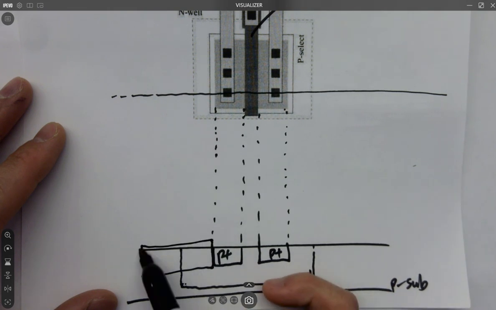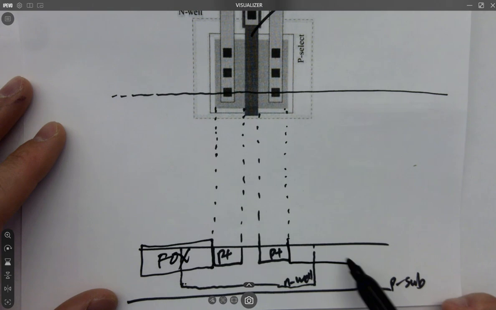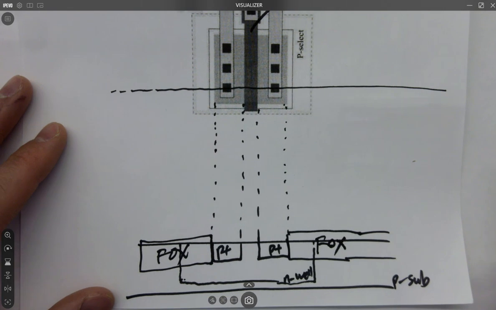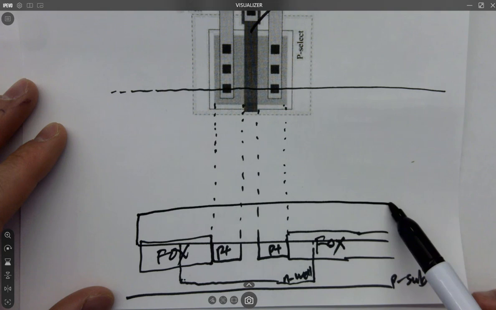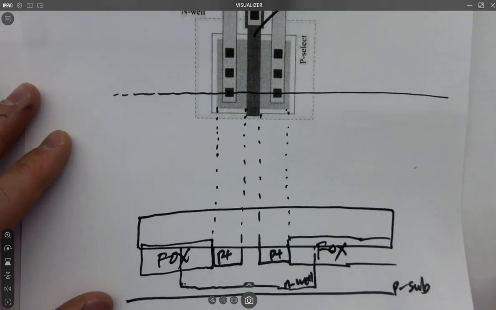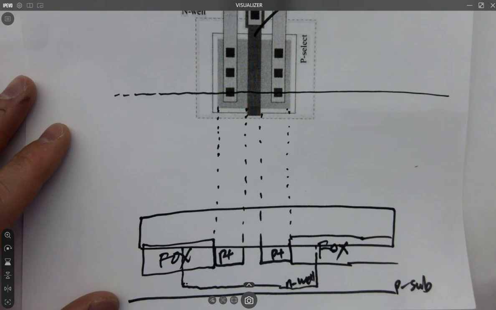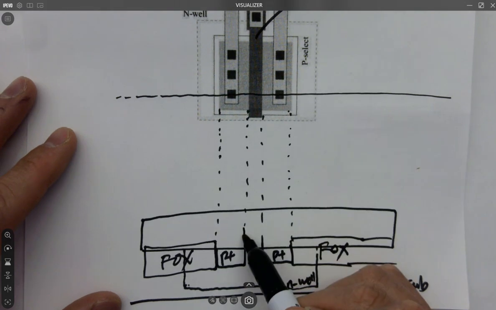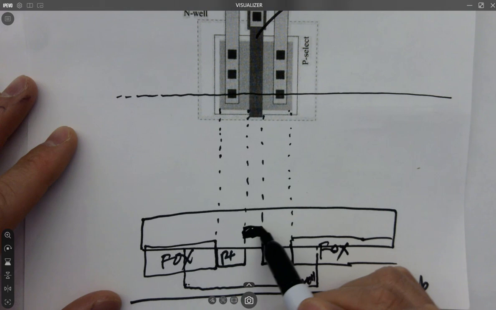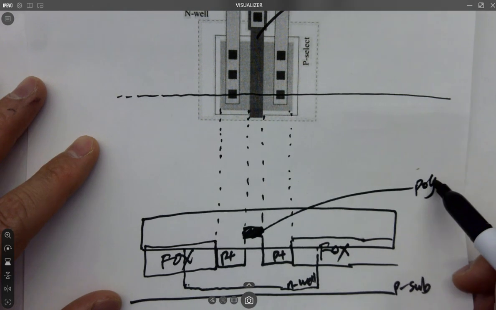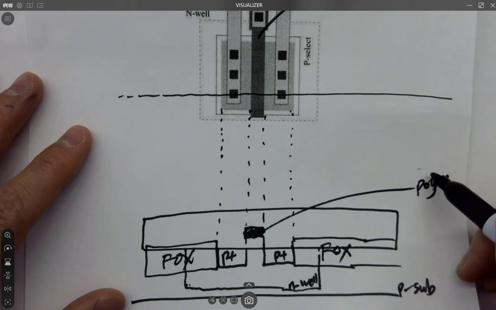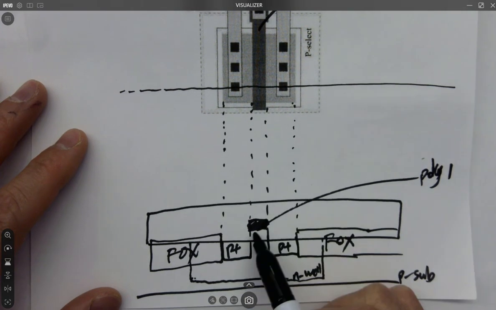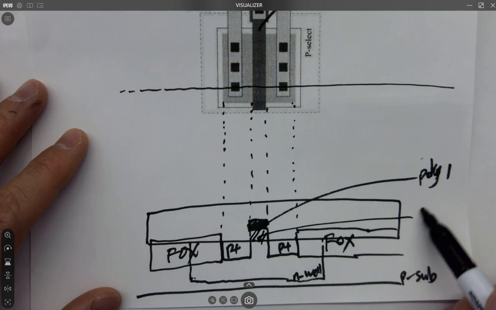So this must be FOX, right? These are all FOX. No issue on that. What is this layer? Polysilicon, right? The gate. Do I have a gate? Yep. Where's the gate? Here. That's poly 1. It's in the middle. So here's a gate oxide, GOX.